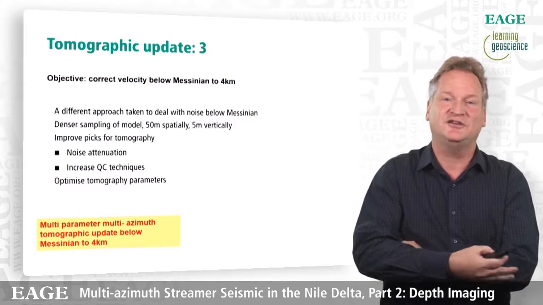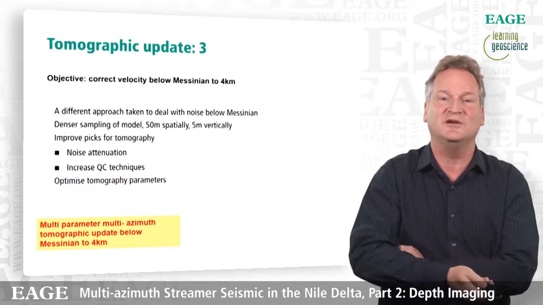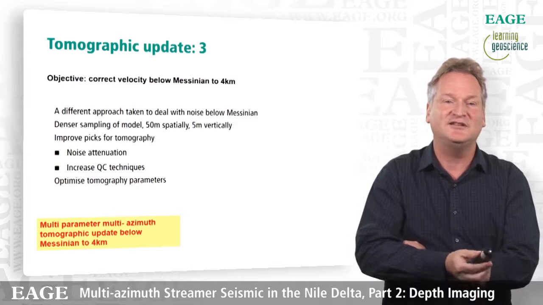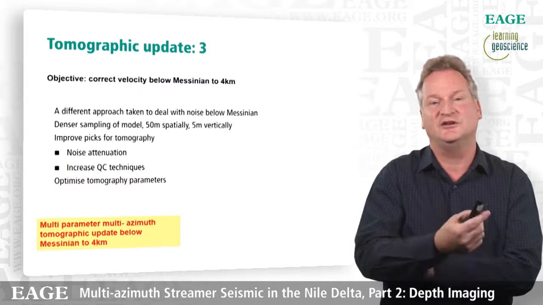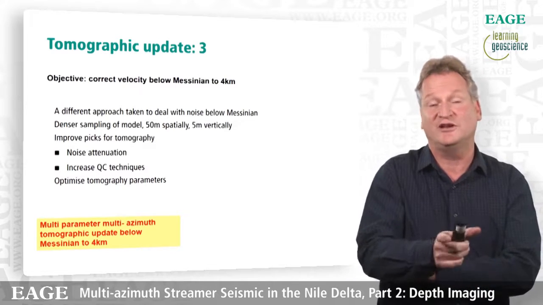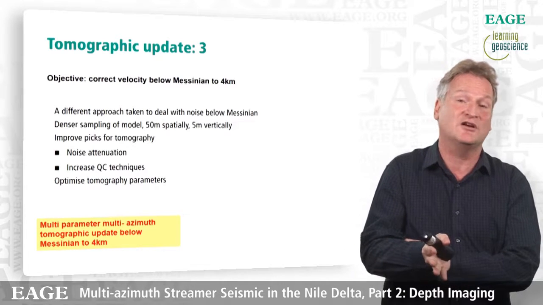Now the objective is to try to update velocities down to 4 kilometers, which is really well below the Messinian. And we've taken a different approach here. The reason is that the noise levels in the pre-Messinian, when you start picking on single offset classes, are just not good enough to get reliable picks. So you have to get smart.